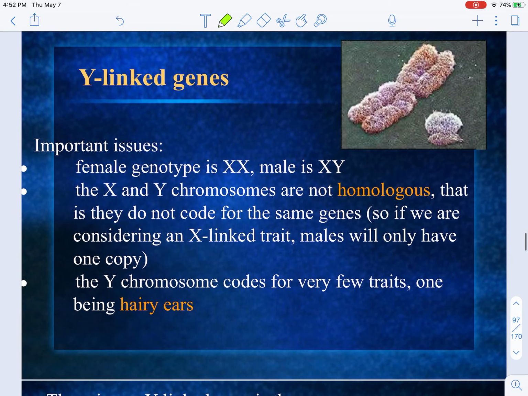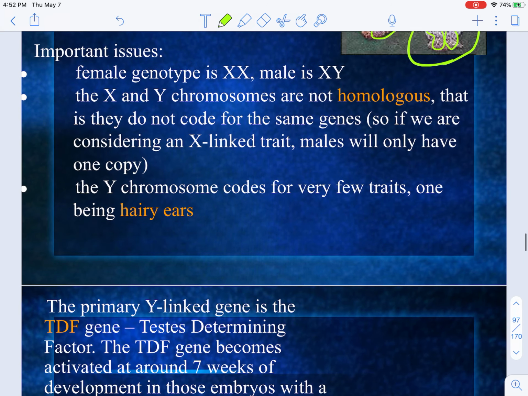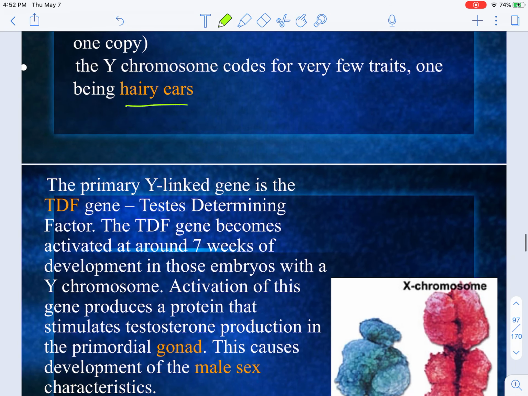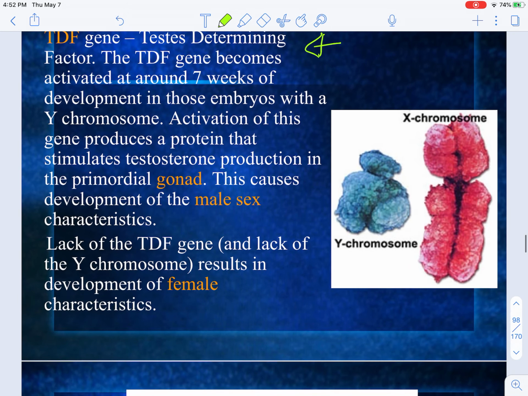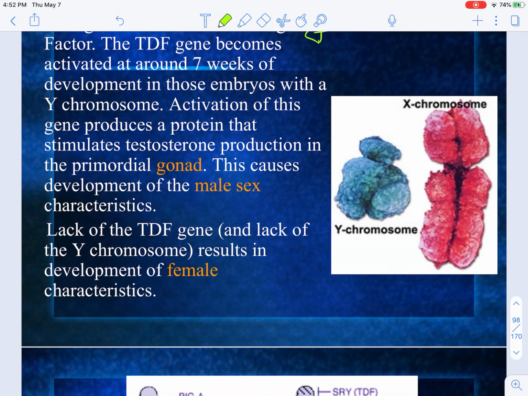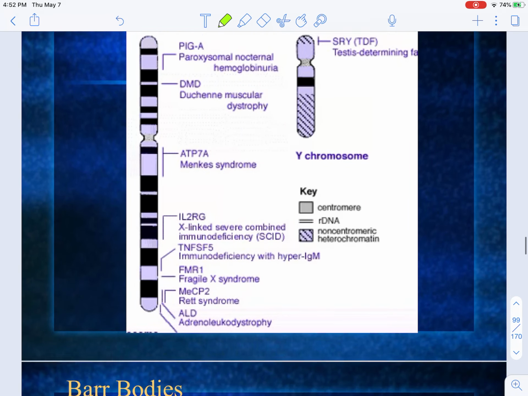All right, so the Y chromosome here is an actual picture of a replicated one. There's a little Y, this is X, it's just much bigger, and it's replicated in this picture. They mention here that the Y has hairy ears as well as the testes-determining factor that activates around 7 weeks and starts producing testosterone, therefore male sex characteristics, at around 7 weeks. So prior to that in fetal development, you can't really tell if it's a male or female little embryo.